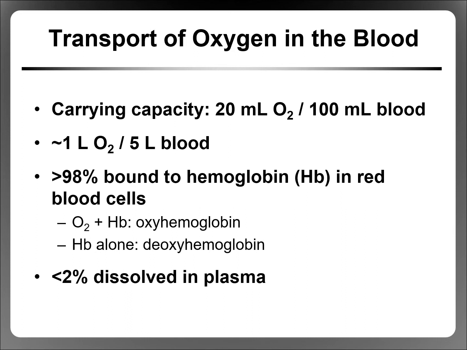Of the oxygen that we are consuming and bringing into the body, about 98% of this is going to be bound to hemoglobin in our red blood cells. Once we add oxygen to hemoglobin, we refer to it as oxyhemoglobin. If it's just hemoglobin alone with no oxygen present, we call it deoxyhemoglobin. Then about 2% of oxygen just passively dissolves into our blood plasma. So when we're talking about the transport of oxygen, it's mostly going to be carried around by hemoglobin, and a little bit in the plasma.